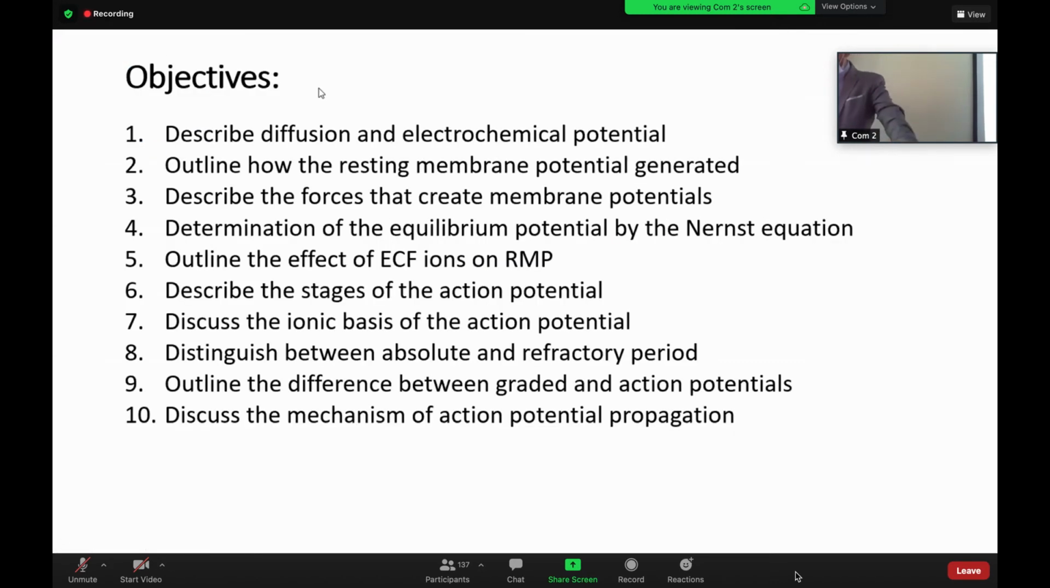So basically the outline of my lecture will be, firstly we'll talk about the laws that govern the movement of ions. Okay. Then we'll talk about the resting membrane potential. Okay. Then we will talk about action potential and the propagation of action potential. And finally, we will compare graded potential with action potential. Okay?